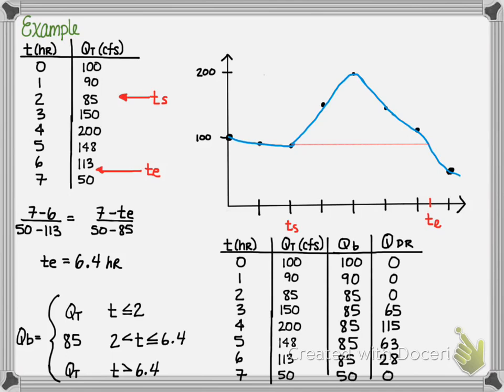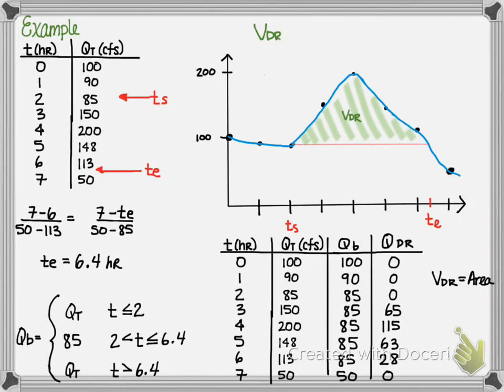Next, we want to calculate the volume of direct runoff. This is the area under the curve, which is highlighted in green as shown. Now, there are many methods we could use to calculate it. We're going to use the rectangular rule to determine this volume. So the following depicts how to calculate the volume of the green area.